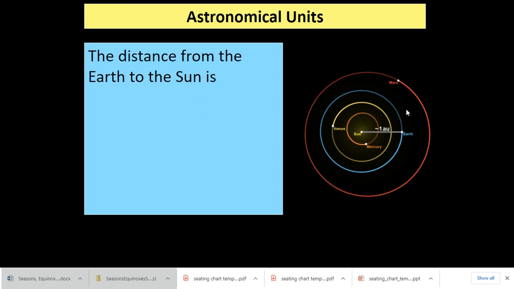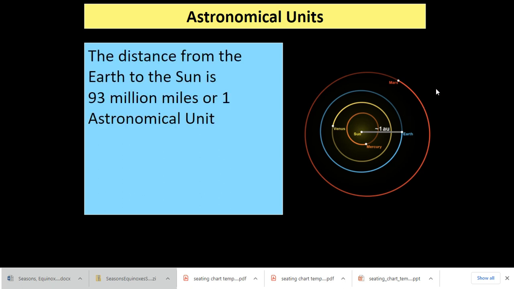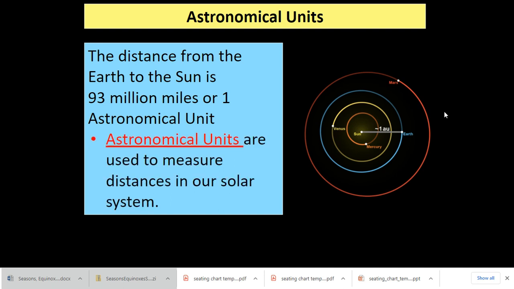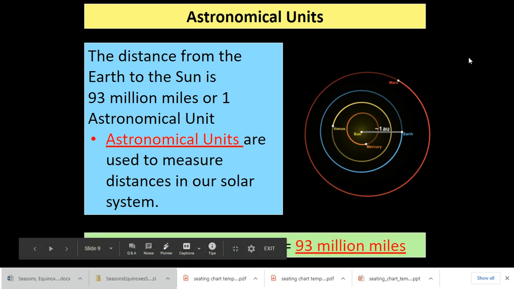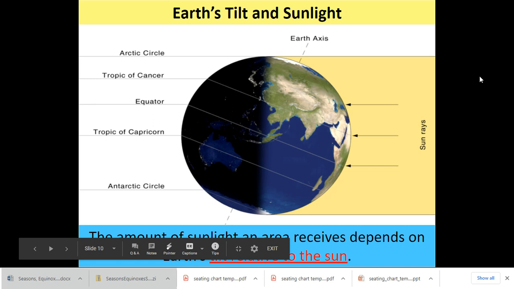Okay, an astronomical unit is the distance from the Earth to the sun. We are about 93 million miles, or 1 astronomical unit, away from the sun. Astronomical units are used to measure distances in our solar system. So again, 1 astronomical unit is 93 million miles.